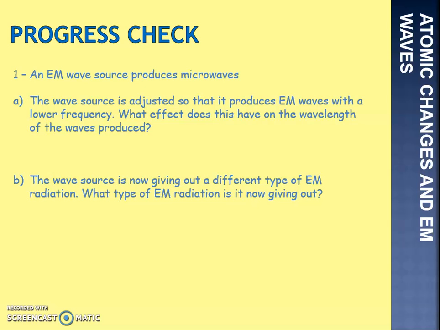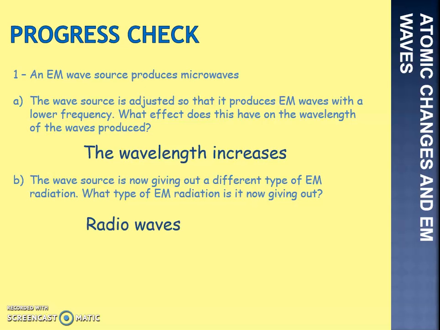Okay, so question 1A. The wavelength would increase in that case. If we decrease the frequency, we increase the wavelength. So if it's producing microwaves and the wavelength increases, for question B, what type of wave must it be giving out now? Well, there's only one type of wave which has a longer wavelength than microwaves, and that would be radio waves.